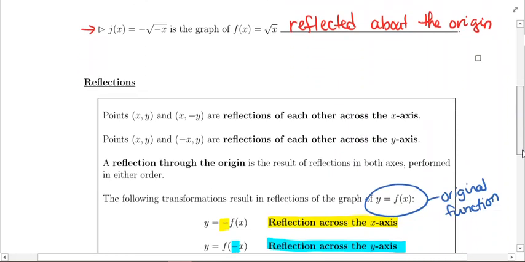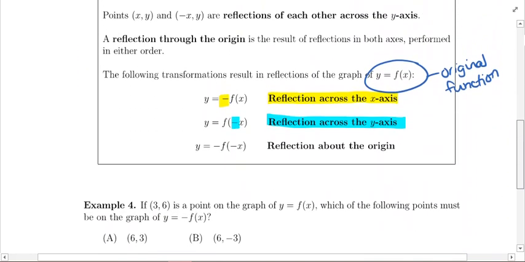Okay, and if you scroll down here, it's summarized in the box. Again, the original function is f of x. If we put a negative sign on the outside and we put one inside the parentheses or inside the square root or inside the absolute value, so one on the outside, one on the inside, that is going to cause a reflection about the origin.